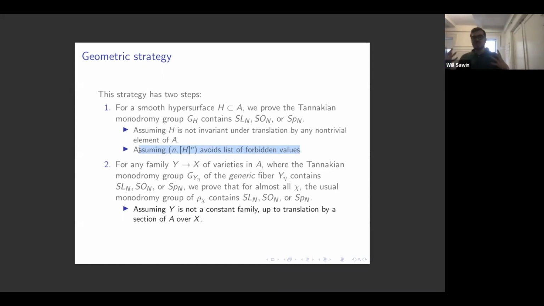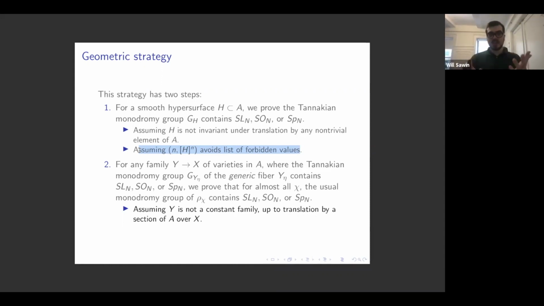And the real advantage of Tannakian monodromy groups for us is that they let us split the problem into these two parts. Because it turns out that an arbitrary family of hypersurfaces is a very nasty geometric object. There's not a lot you can do with it. It could have really very bad singularities. It could have very few singularities at all. We don't really know. But a single smooth hypersurface is a really nice geometric object. We know exactly what it looks like topologically. We can calculate its Hodge numbers and other invariants.